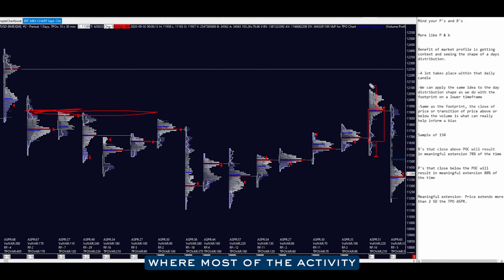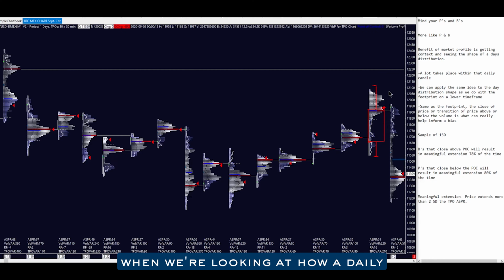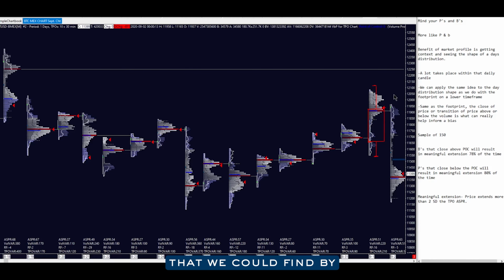But what you wouldn't see is where most of the activity was distributed, which is actually above, inside of the wick. So again, reiterating the points that we drive home in the course: the benefits of looking at footprint, the benefits of looking at where the volume was distributed, and also why we look at TPO. When we're looking at how a daily profile develops, a TPO, there are some setups that are very actionable that we could find by just looking back at a sample of 150.